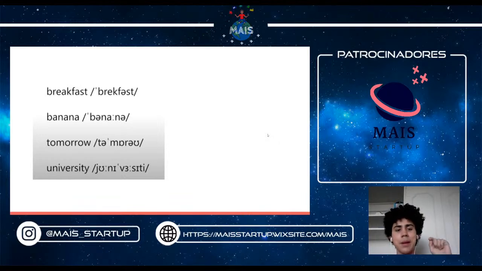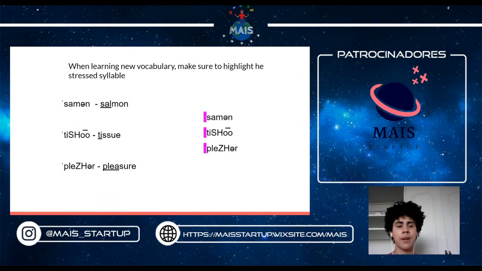That little dot means that the syllable next to it will be the stressed syllable. You can see that in tomorrow, the syllable followed by that little dot is the stressed syllable. You can learn how the words are stressed by listening. That's the main way of doing so, and by comparing different words that have similar phonemes or different phonemes, and figuring out which word has that phoneme and which word hasn't. So we'll do it right here. We have these three words: salmon, tissue, and pleasure.